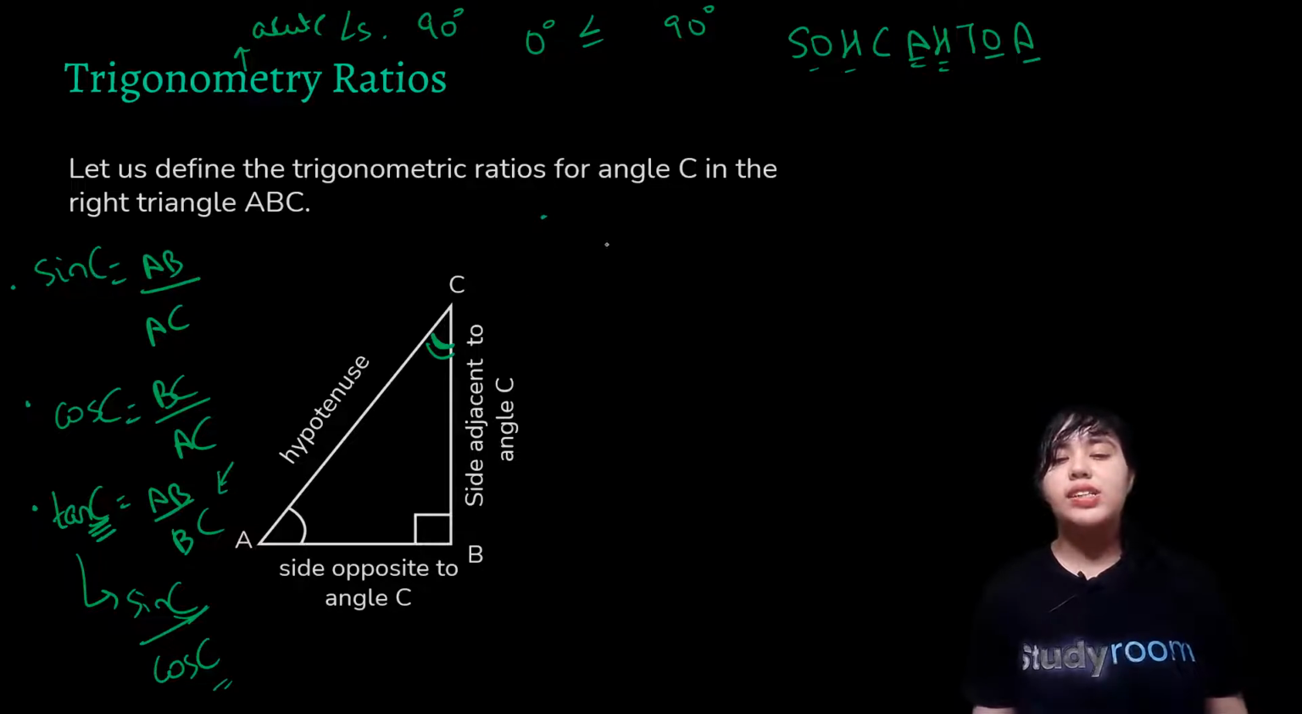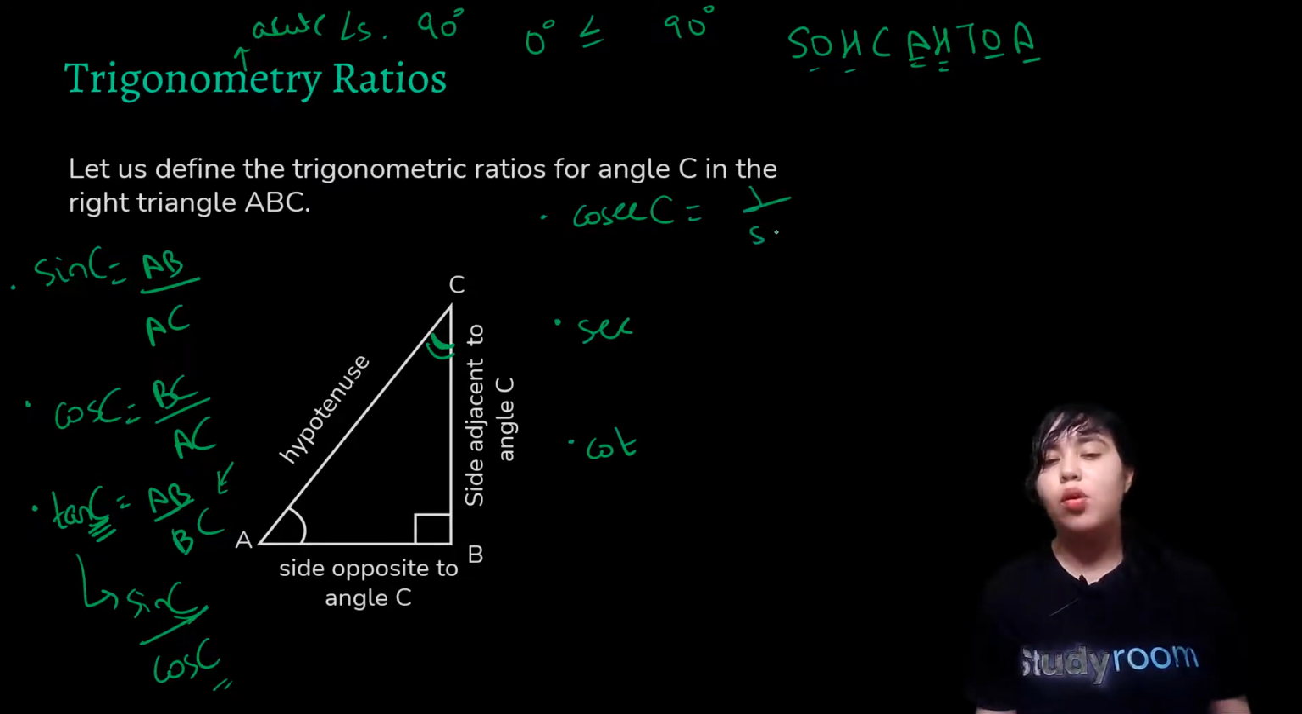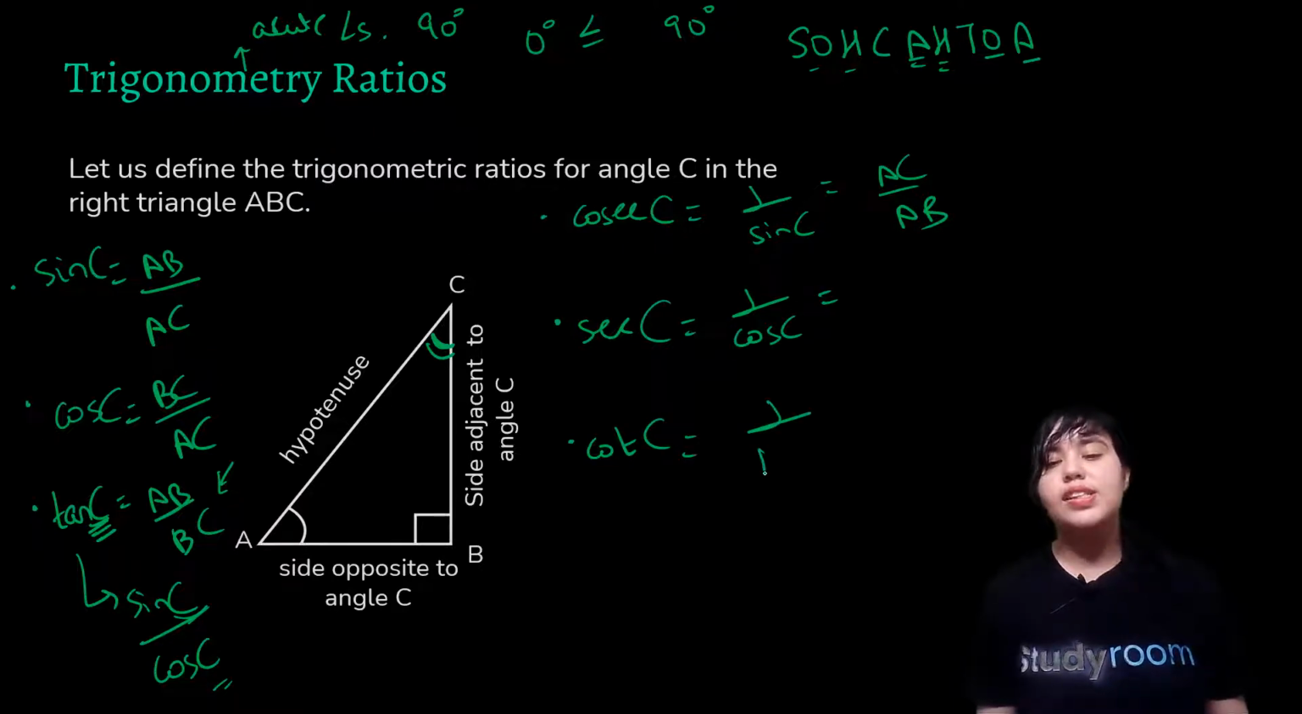Then if I know sin, cos, tan, I can easily find out cosec, sec and cot. How? By taking reciprocals. Okay, so I'm having cosec C, that will be 1 upon sin C, and that will become AC upon AB. And what will be sec C? 1 upon cos C. Please write the answer and tell me what is cot C? 1 upon tan C. So sec C, that is 1 upon cos C, will become AC upon BC. Cot C is 1 upon tan C, so it will become BC upon AB.